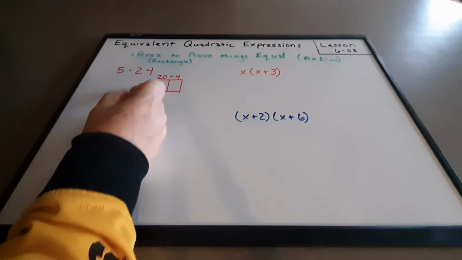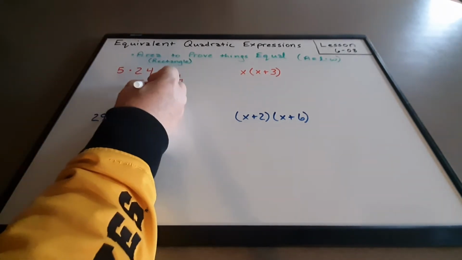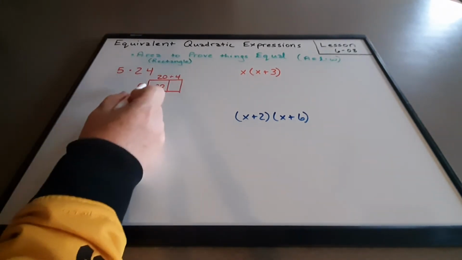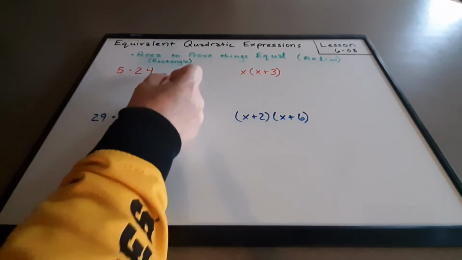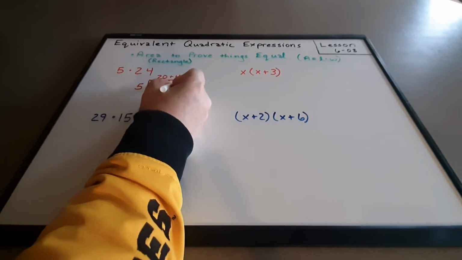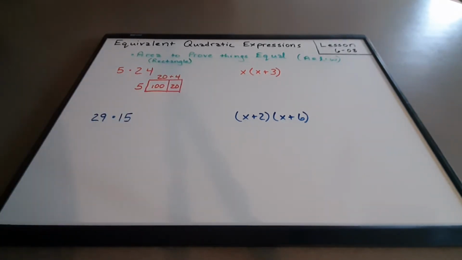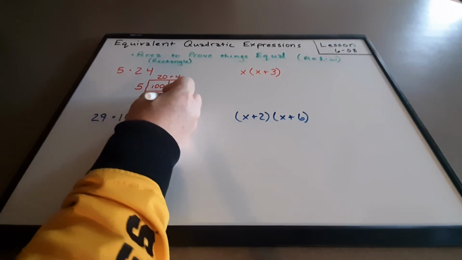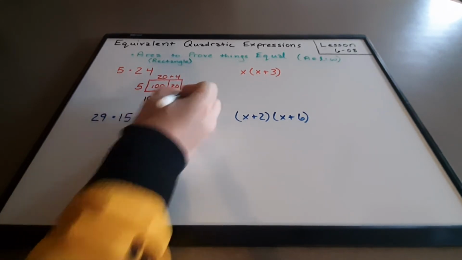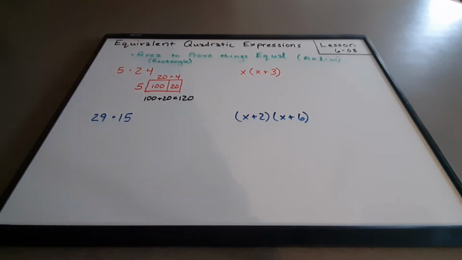So if we multiply 5 times 20, we get 100. And then we're going to take 5, because that also represents this side in here, times 4, which is 20. So we have the math problem 100 plus 20, which is 120. Okay? Notice that multiplication with area gave us a very simple situation. So we're going to use the same idea with this quadratic here.